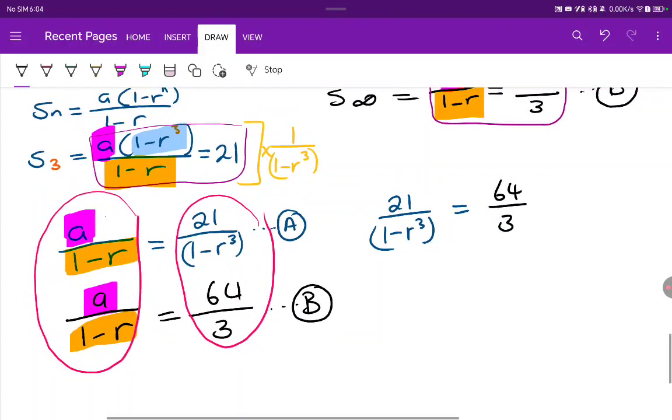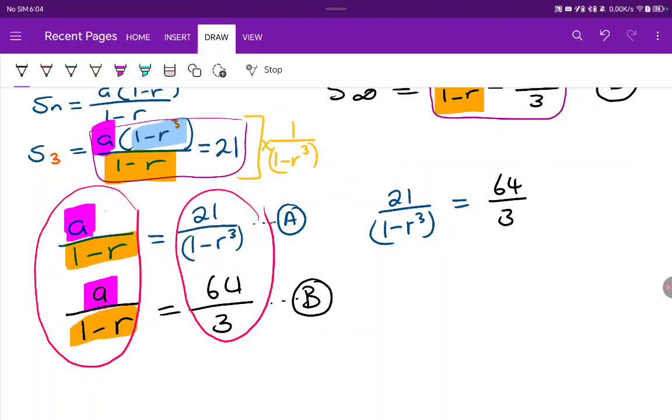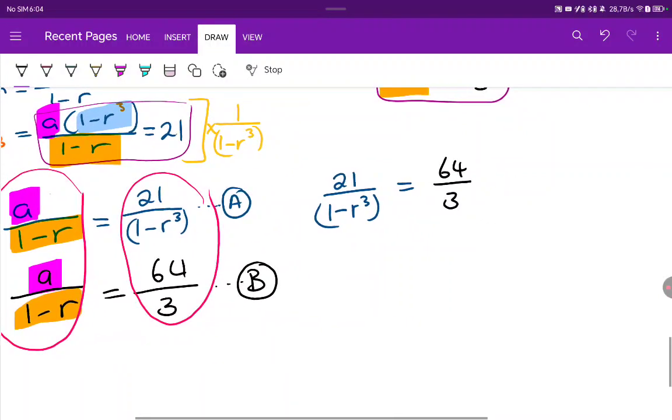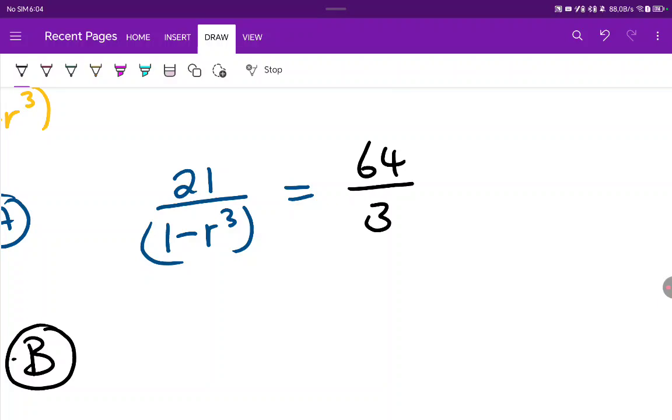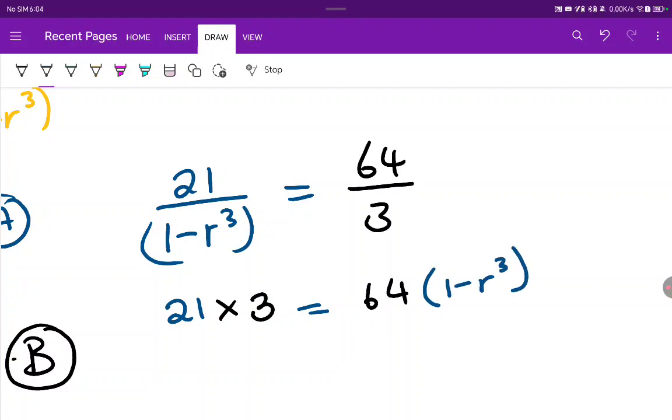And that equality statement is based on what we did by making the left-hand fractions identical. Now we can solve for r, because over here I have one unknown, and that's just r. So let's go ahead and multiply. So I can now say 21 equals 64, and I want to get rid of my denominator, so I times 3 here to move it to the other side, and I times 1 minus r cubed over here.